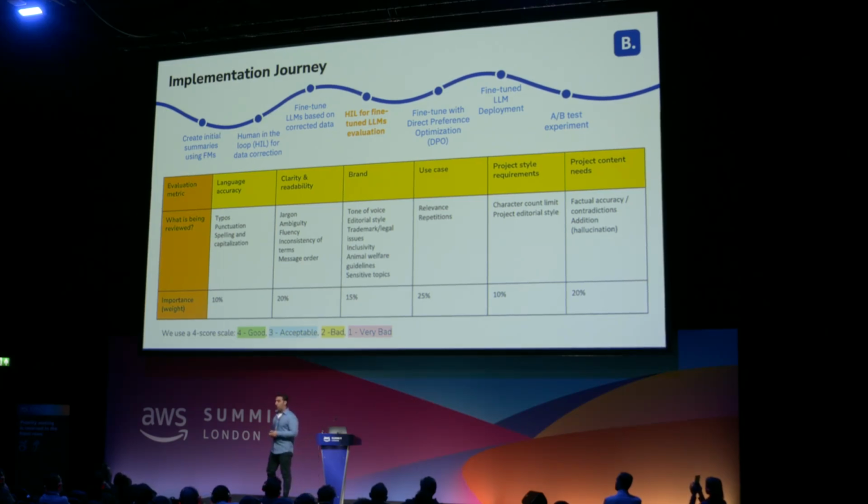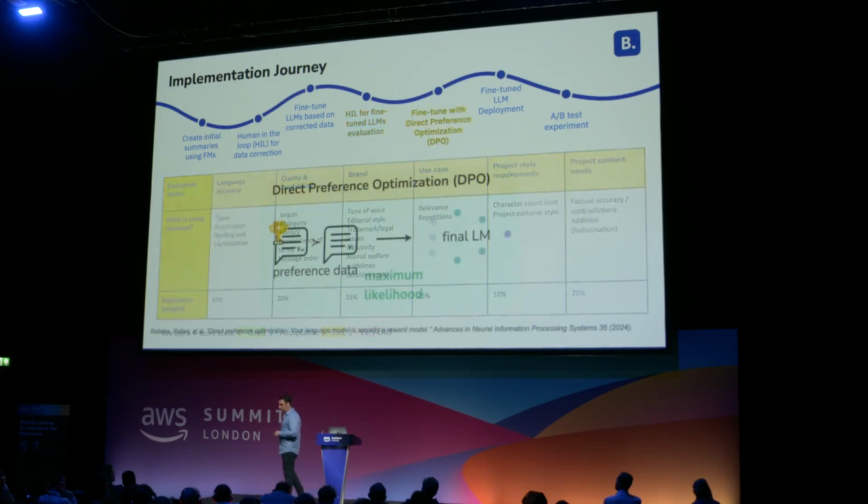The use case, in which we ask them to say how relevant the summary is and whether there are any repetitions, because we want the summary to be as dense as possible and not repeat the same information multiple times. Then we have the project style requirements, which relate to the character count limit, and the project content needs, where they evaluate whether the summary has any hallucination in it.